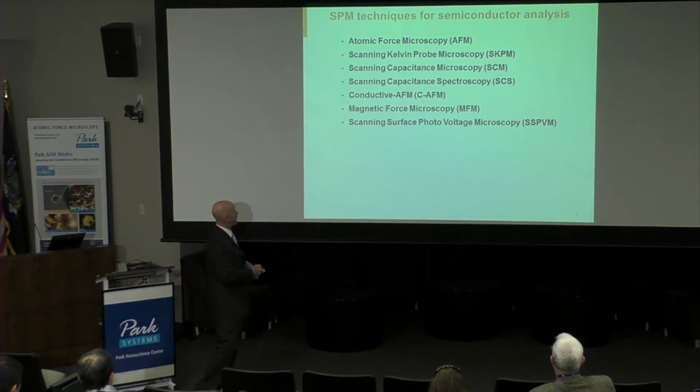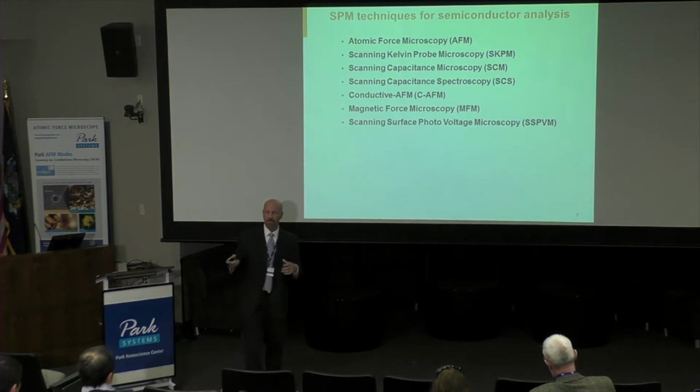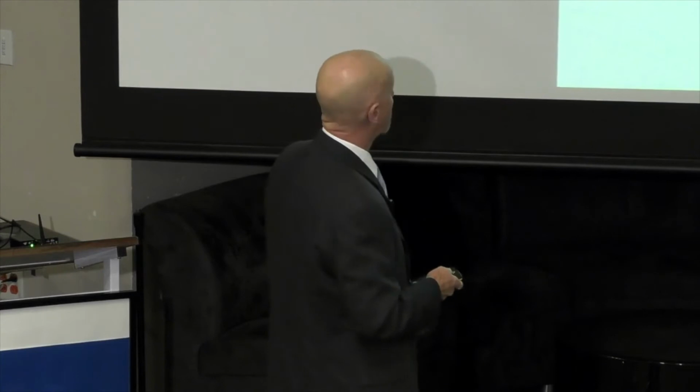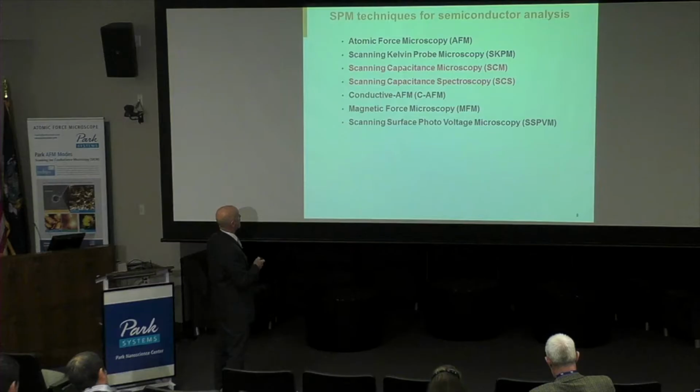And then lastly, scanning surface photovoltage microscopy, another technique by which we can get an idea of what the stress levels are in silicon, because one of the evolutionary steps in semiconductor technology was strained silicon, either adding compressive or tensile stress on devices to enhance mobility. So this is what we're focusing on today: SCM and scanning capacitance spectroscopy.